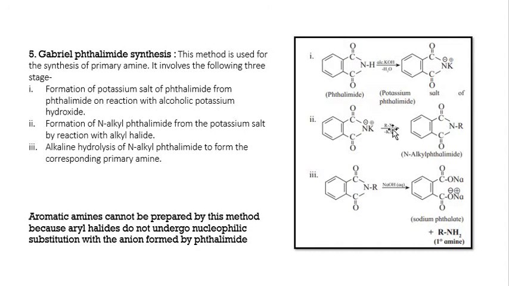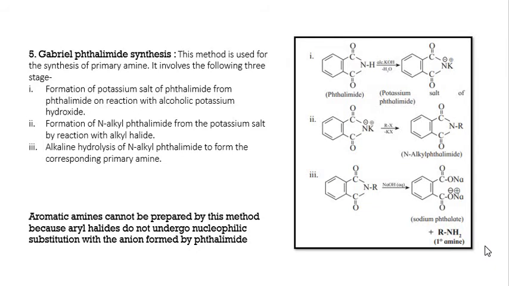And what will happen? The halogen of alkyl halide will take up the potassium and get out in the form of potassium halide, and the alkyl group would be bonded to the nitrogen atom of the compound. Now we will get an N-alkyl phthalimide here. The last step of the reaction is when we take N-alkyl phthalimide and hydrolyze it in the presence of any alkali, we would get sodium phthalate and primary amine would be obtained.